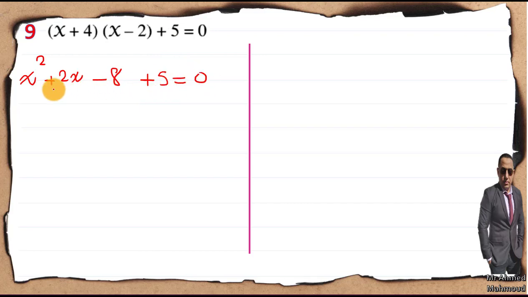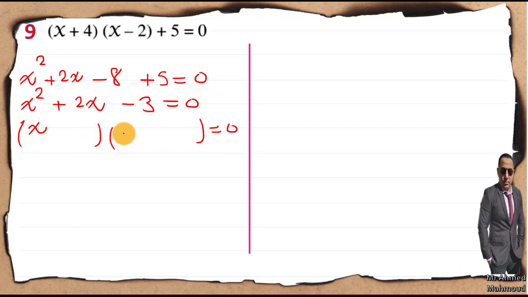equal 0. Now I have four terms, but I have like terms, negative 8 and 5, so I'm going to simplify them. So x power of 2 plus 2x, negative 8 plus 5 equals negative 3, equals 0. Now I'm going to open two brackets like this, equal 0. Here x and here x, 3, because this is negative, so I'm going to write two different signs, plus and minus.